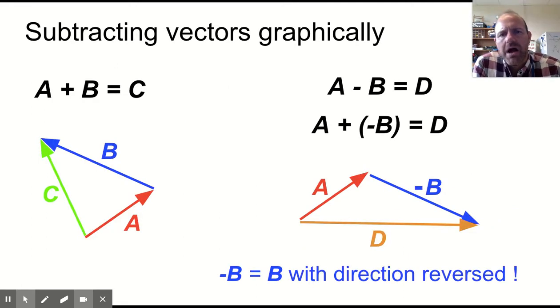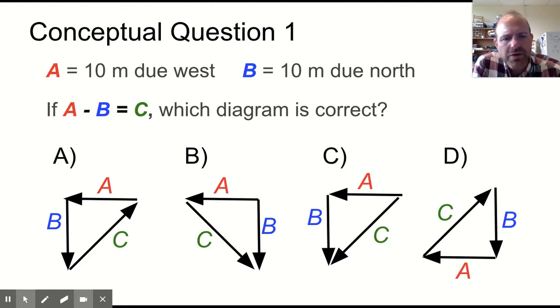If we're doing graphical subtraction, subtracting a vector is basically adding its negative. And a negative of a vector, as you can see with vector B here, is just putting the arrow on the other end of the vector. So which of these is the correct diagram of adding A or subtracting A minus B? Well, if B is due north, then negative B is due south. So the best answer here is C.